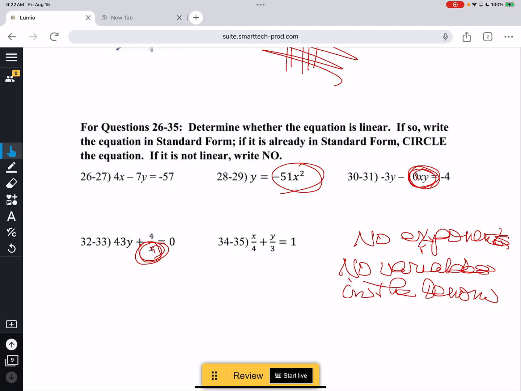12. It says if they are linear to write it in standard form. What is standard form? AX plus BY equals C. What type of numbers make up standard form? The A is always positive. The B and C don't have to be. But the A, the B, and the C all have to be integers. They cannot be a fraction. They cannot be a decimal. All right.